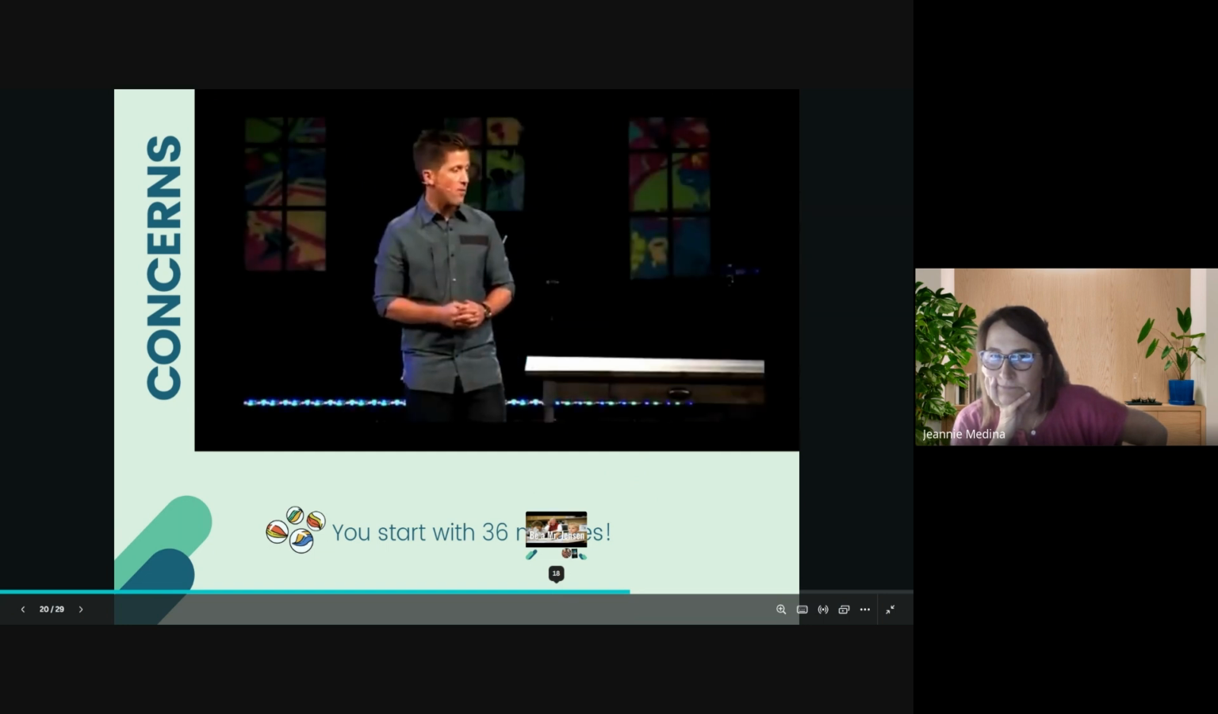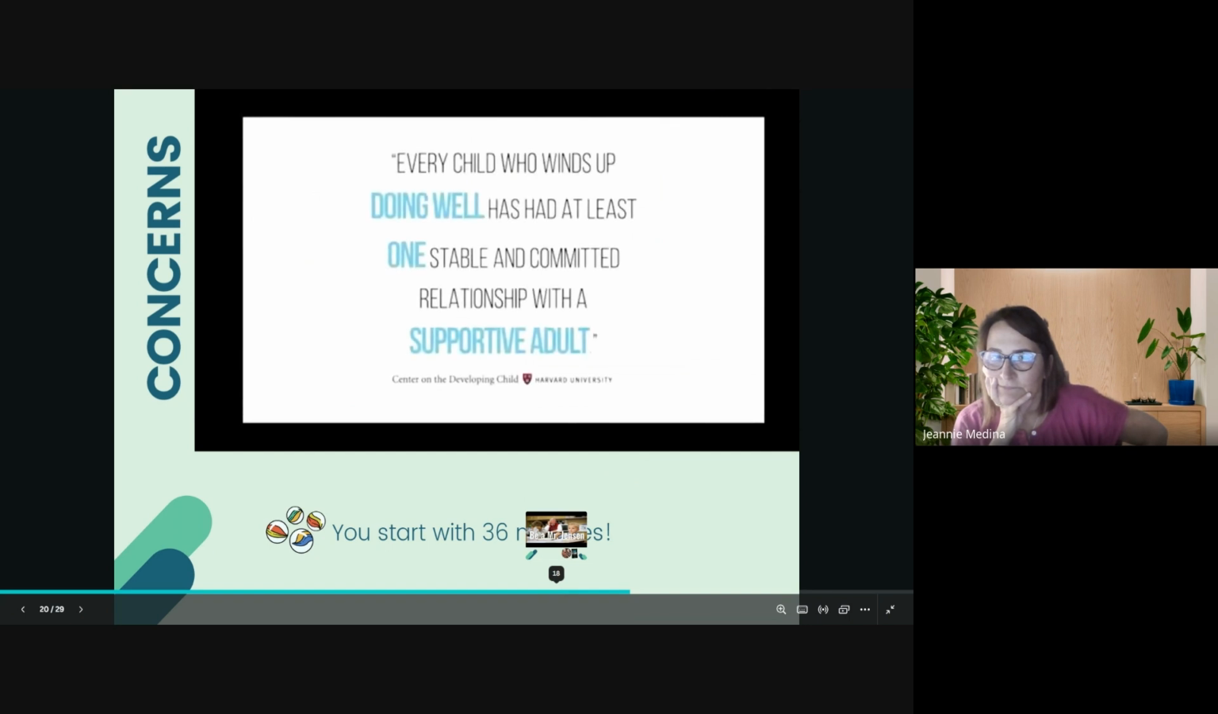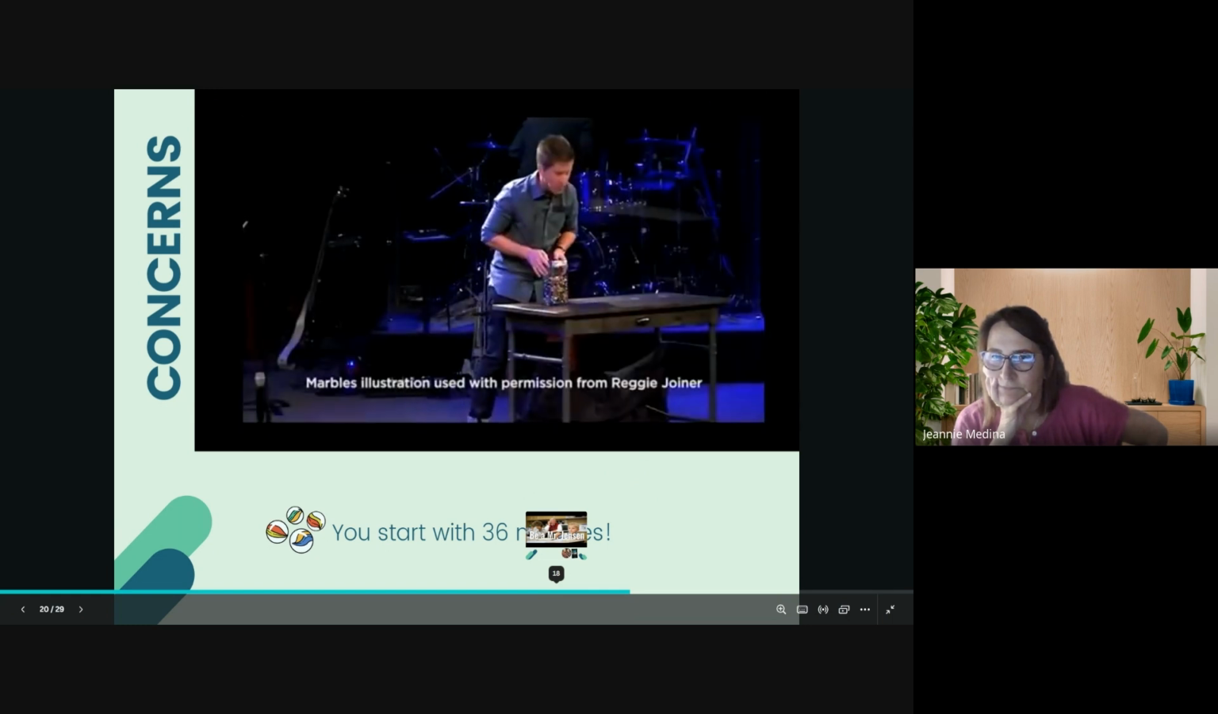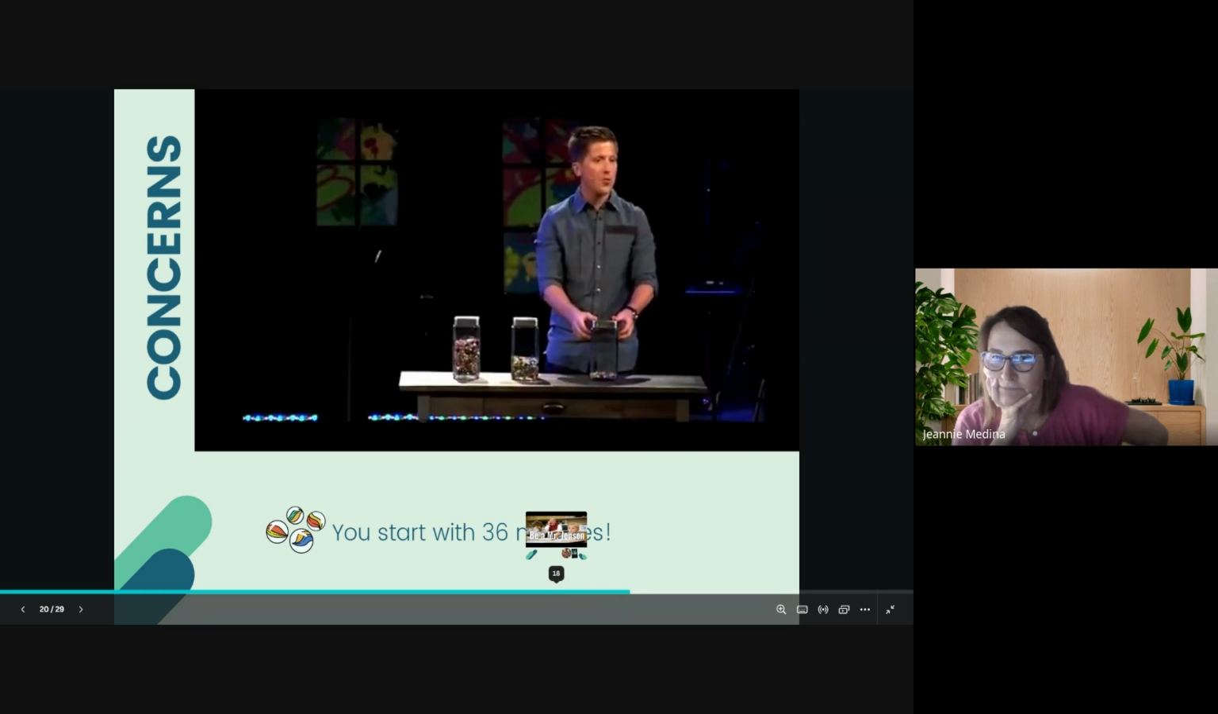March 2015, Harvard's National Scientific Council on the Developing Child released this study saying, and I quote, "Every child who winds up doing well has had at least one stable and committed relationship with a supportive adult." My friend and mentor, Reggie Joyner from Atlanta, taught me to think about it this way. In this jar are 936 marbles. Each one of these marbles represents a single week from the birth of a kid until that kid turns 18 years old. You know, a 16-year-old, you got 104 marbles remaining.